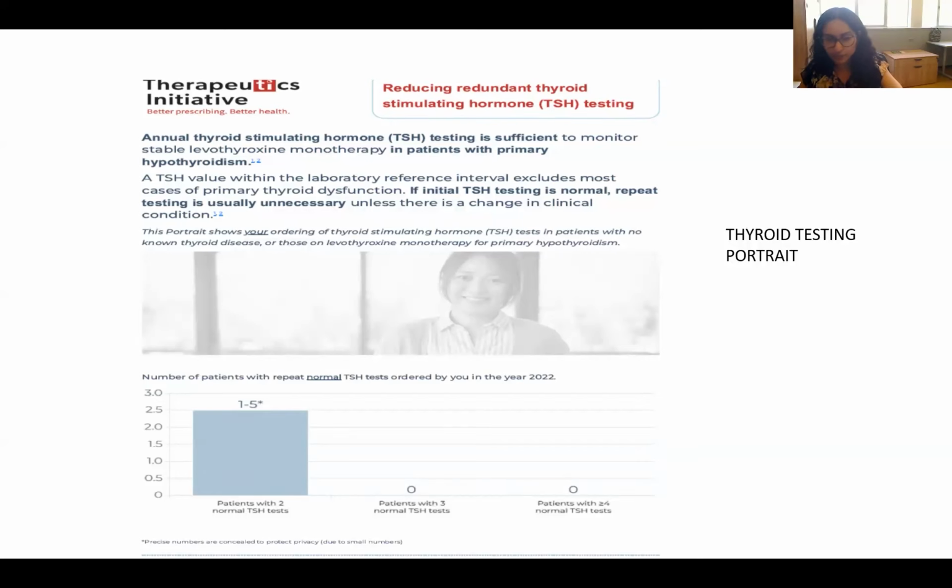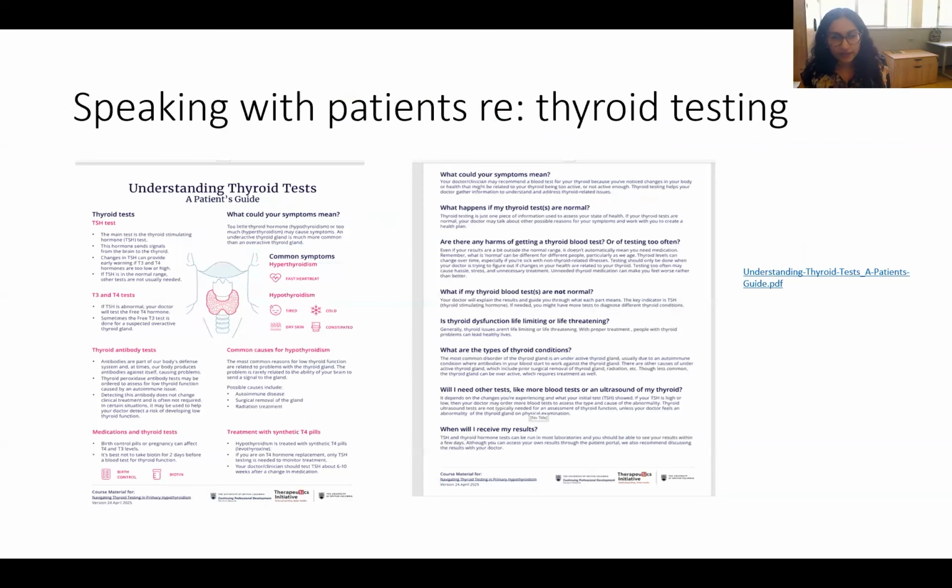Sorry, this is an empty portrait, so it doesn't have any data for privacy purposes, but you'll be able to see how much redundant thyroid testing is happening in your practice as well. One thing that is important is speaking with patients regarding thyroid testing. We understand that there's a lot of external influences as well when it comes to asking questions about thyroid testing.